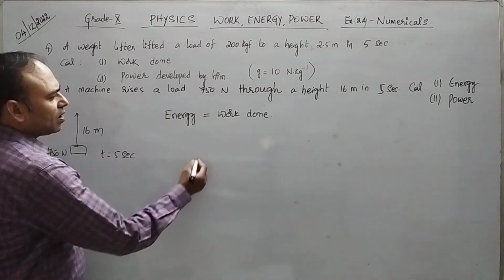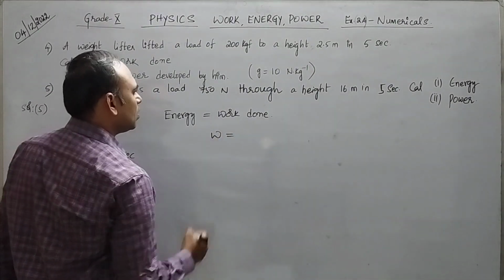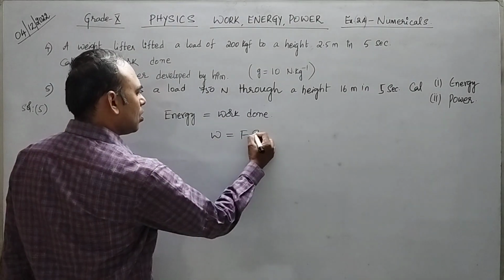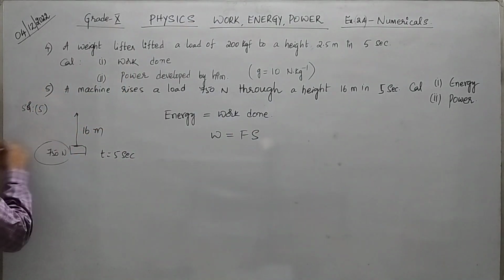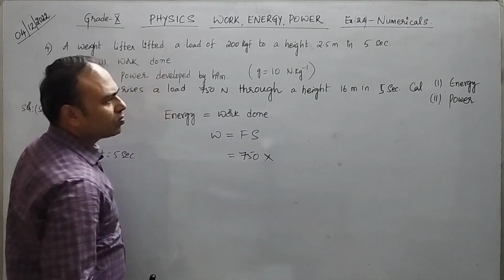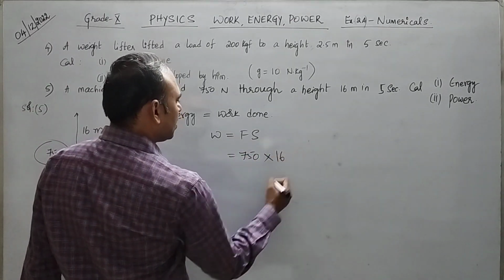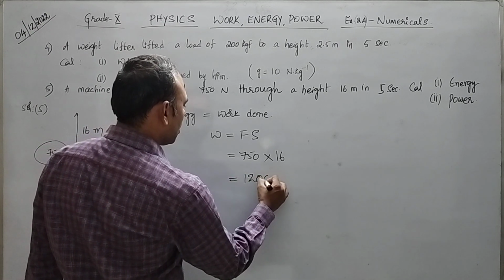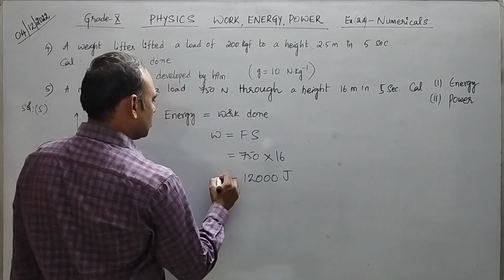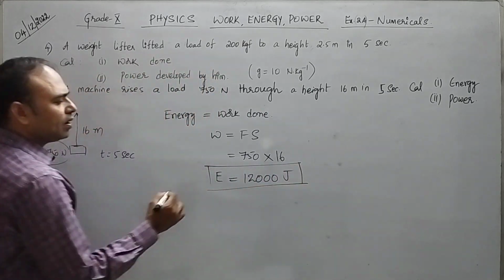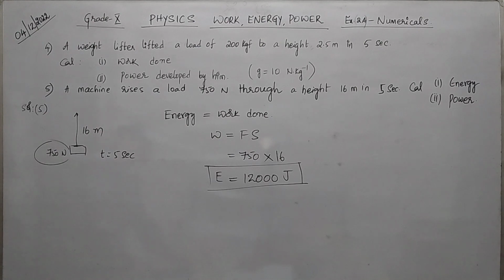And now what is that formula? Work done is equal to, you can take force into displacement. What is the force here? Nothing but 750 Newton. 750 Newton into displacement is 16. So you will get 12,000 joule. So you can say that the energy or work which is done is equal to 12,000 joule. Next one.